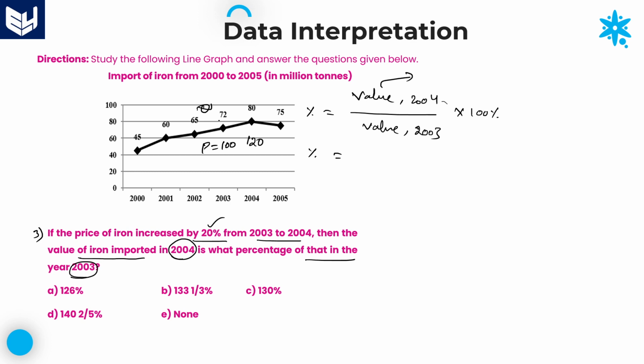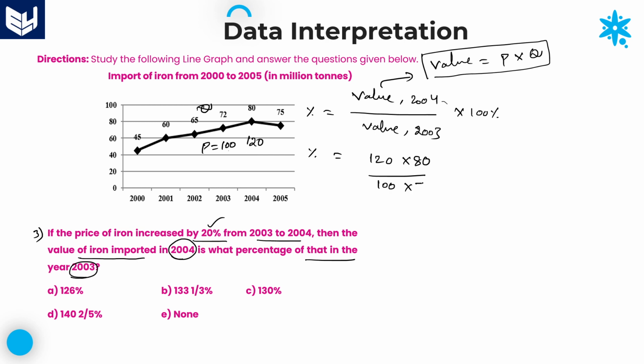Here price is different, quantity is different, value is different. Basically you will get the value just by multiplying both price and quantity. So in 2004, price is 120 and the quantity is 80, that is the value. And in the year 2003, price is 100 and the quantity is 72, multiplied by 100 percentage symbol, that is a common point.